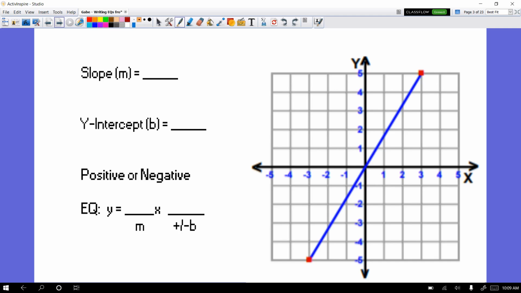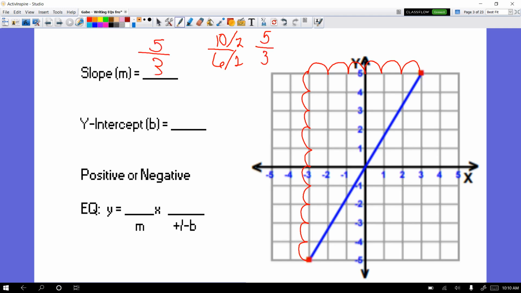So just to re-emphasize the things that we did, we talked about going from one point to another, counting how far up and over we had to go. 1, 2, 3, 4, 5, 6, 7, 8, 9, 10. That was our change in y, a positive 10. And then over 1, 2, 3, 4, 5, 6. We can simplify 10 over 6 because 2 goes into both. So that's 5 over 3. That's going to give us a slope of 5 over 3.